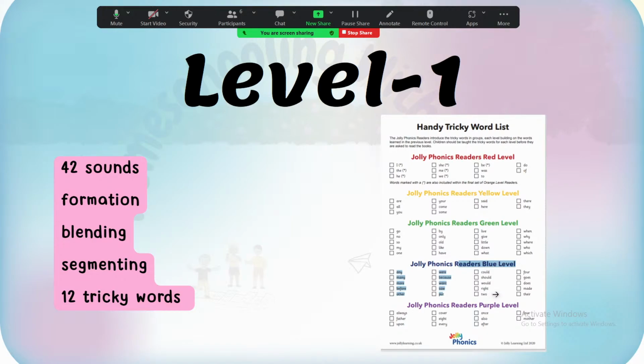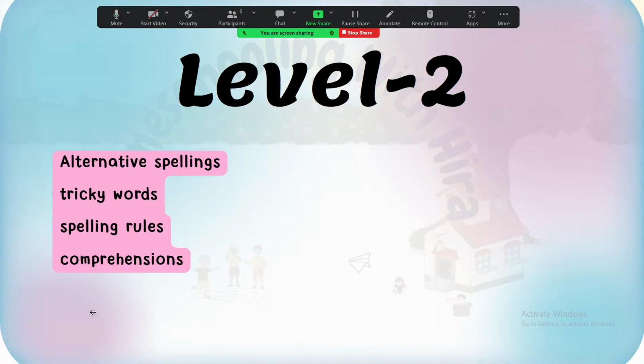So level 1 we have done, we have also seen the tricky words. Now the first level is complete. We haven't left anything there.